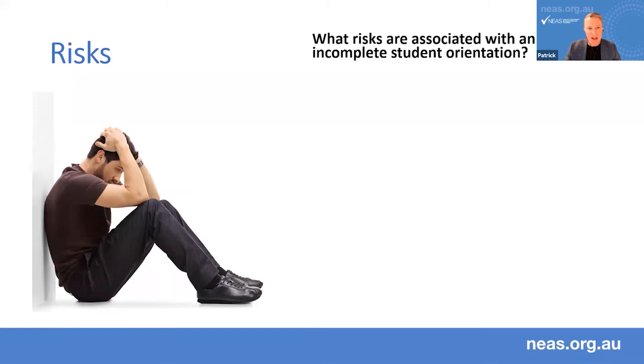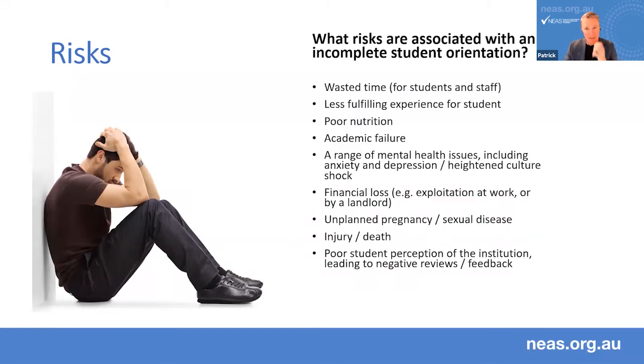Thank you for that. Here are some risks that we believe can happen if there's an incomplete orientation. There's of course the wasted time, as some of you have mentioned in the chat room, and the less fulfilling experience. But there's also some really basic things like lack of nutrition. Like if students are not informed about where they can go to get healthy food cheaply, and what resources are available for them if they are coming on campus, this can have a really basic core negative effect of having poor nutrition and lack of sleep.